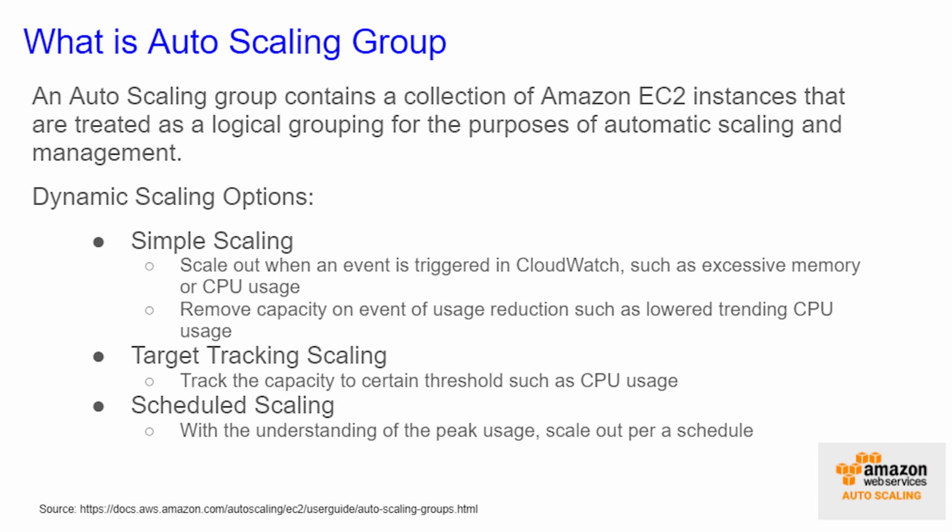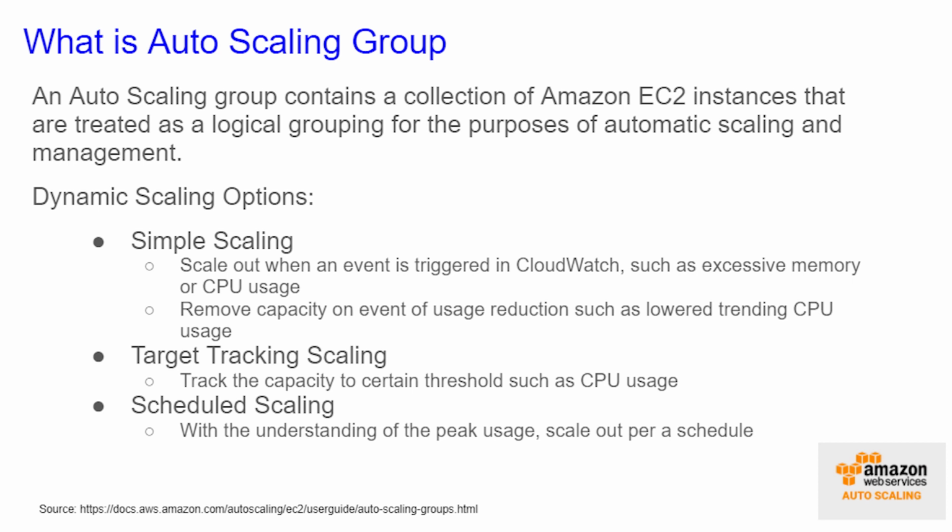There are a couple of different dynamic scaling options. We have simple scaling, target tracking scaling, and scheduled scaling. With simple scaling, let's say for example there is excessive memory usage and CloudWatch picks this up. Again, CloudWatch is another AWS service. CloudWatch has an event that is triggered, so it scales out. Or, for example, let's say that capacity is removed, such as when there's lower trending CPU usage, then it could scale in, and that's how simple scaling works.